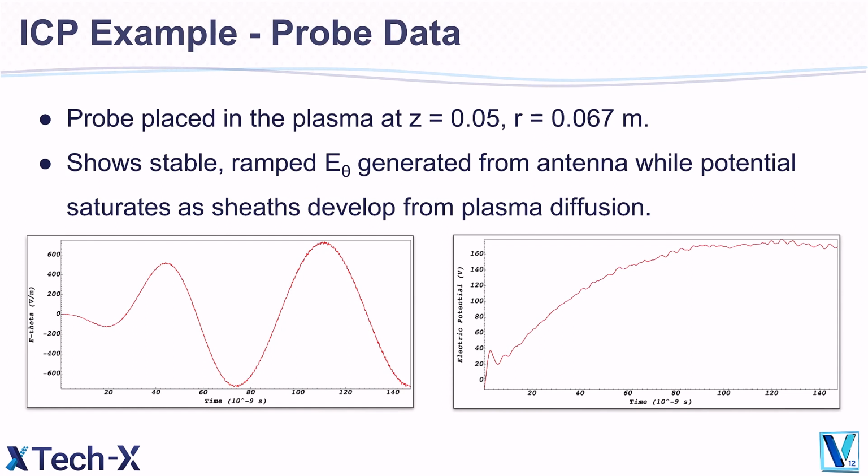The previous data is all for a single time step at the end of the simulation, but to look at time history data, we can do something like looking at a probe. The simulation also has time history saved at a position in the plasma, at Z equals 0.05 and R equals 0.067 meters. On the left, we're showing the induced field E theta. It ramps for the first RF cycle and then oscillates as expected for the second. The electric potential is shown on the right, and within 2 RF cycles, it saturates to around 170 volts as sheaths develop and the plasma diffuses.